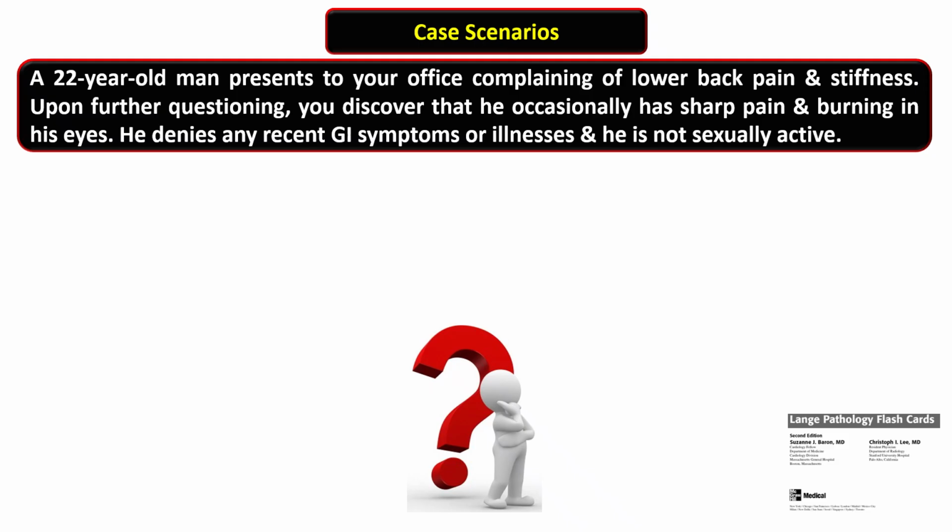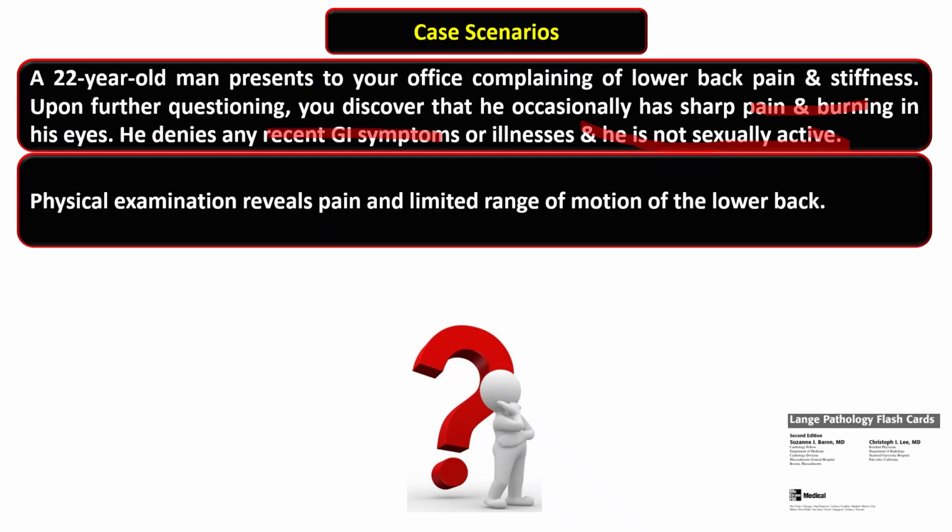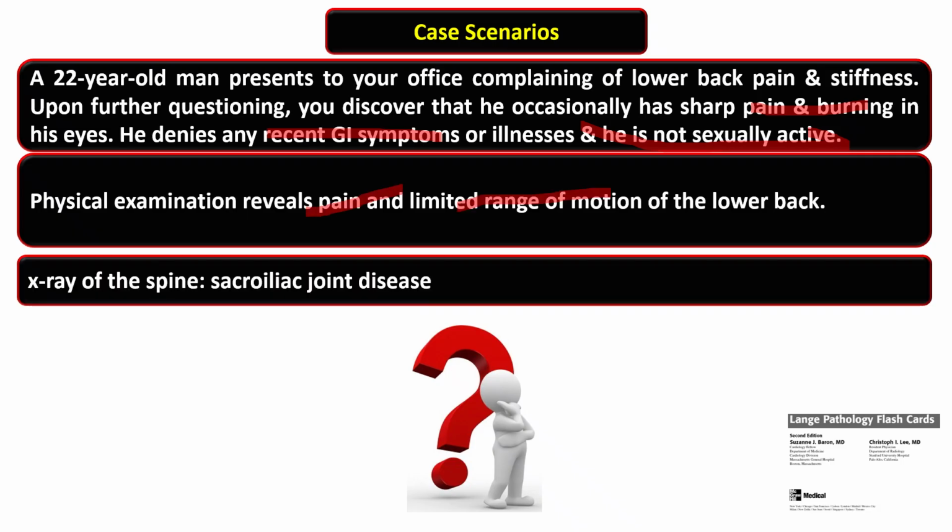So this is a 22-year-old man who presented to your office with low back pain and stiffness. Upon further questioning, you identified that he has pain and burning in his eyes, and he denies any GI symptoms and illness, and he is not sexually active. On physical examination, there is pain and limited range of motion of the lower back, and an X-ray of the spine shows that there is sacroiliac joint disease.